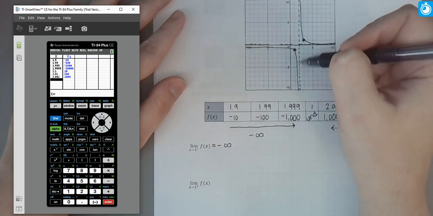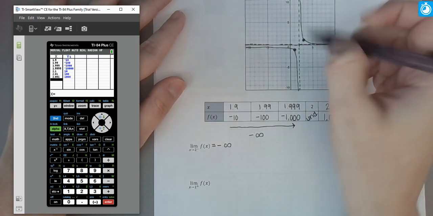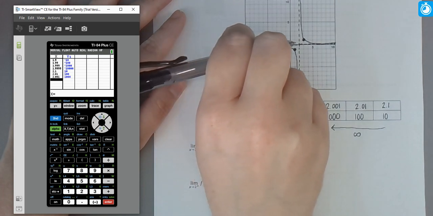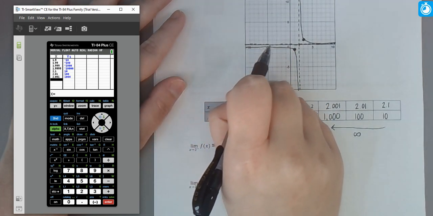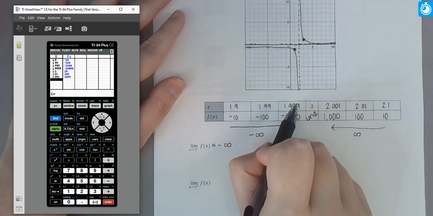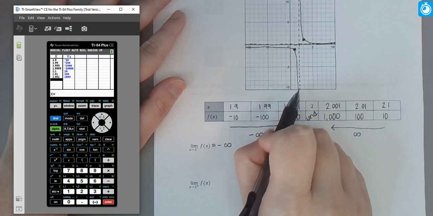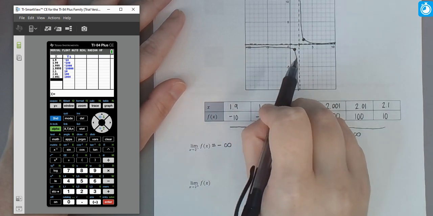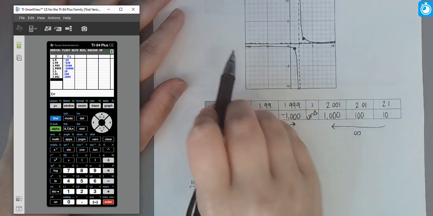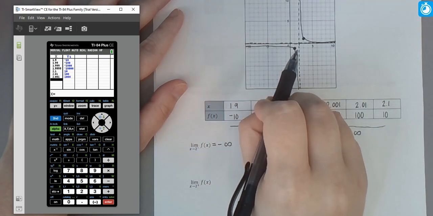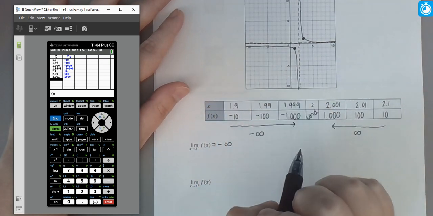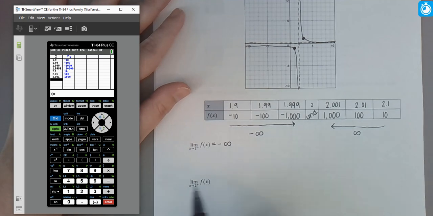Well, if we look at x equals 2, that's where we have that boundary. As we come at that boundary from the left-hand side, the associated y values are dropping down and getting really, really, really big, but in the negative direction. So we're going down towards negative infinity as we get closer and closer to x equals 2 from the left.